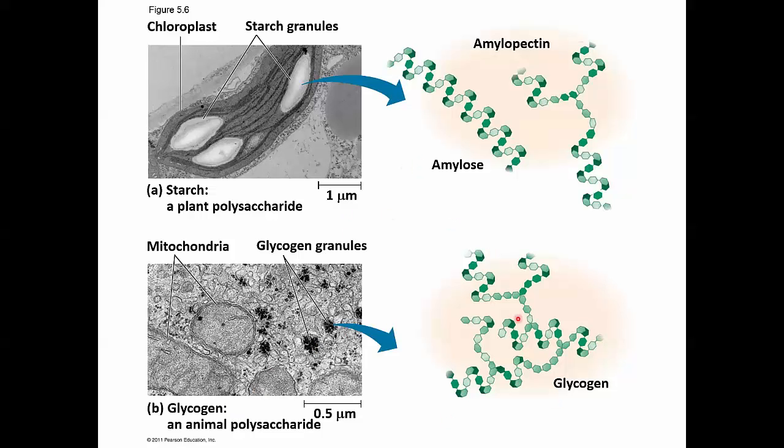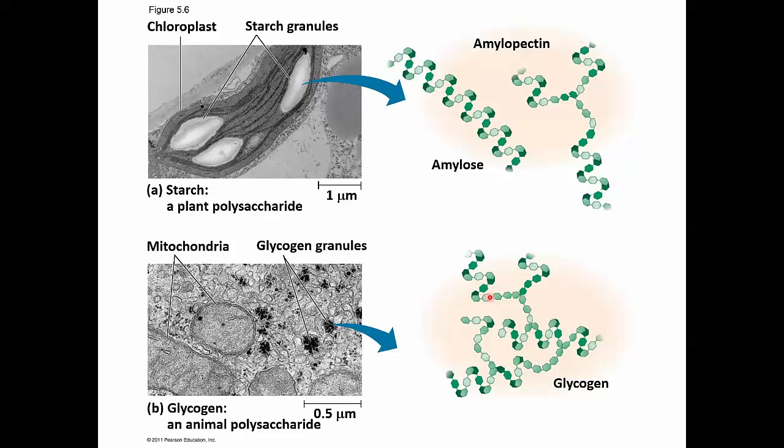In animals, we have glycogen, which is how we store some of our glucose for quick use, like in our muscles. When you need a burst of energy, we can release glycogen, break it down, and utilize it through cellular respiration to make ATP.